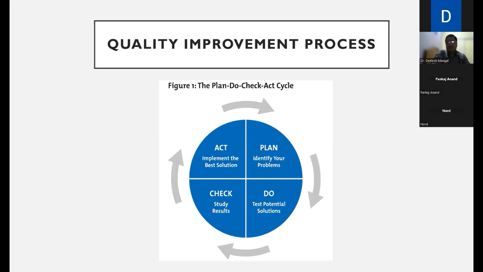So we have to be actively involved in quality improvement process in our ICUs. As a team, all the stakeholders should be involved in that. And this is the process. We have to plan. We have to identify our problems. What are the areas of concern for our ICU care? Then we have to test potential solutions. Then we have to study the results and then finally act and have a team meeting, decide on the action plan and implement the best solution. This process has to be regularly instituted in all the departments, and we need to hold multi-speciality meetings and discuss the issues and form an implementation plan for the ICU.